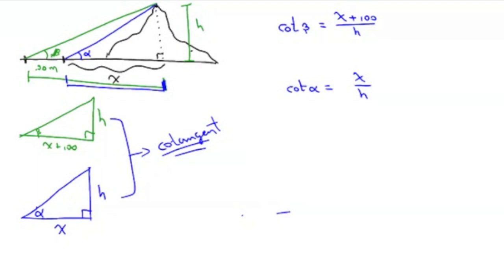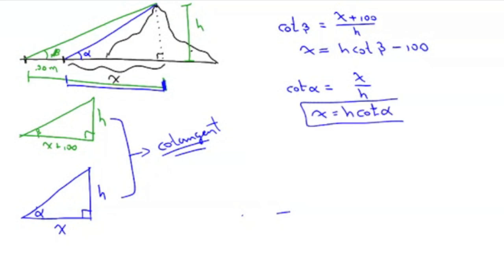X equals h cotangent of beta. Multiply both sides by h, you get h cotangent of beta minus 100. Okay. And if you solve this one for x, h cotangent of alpha.